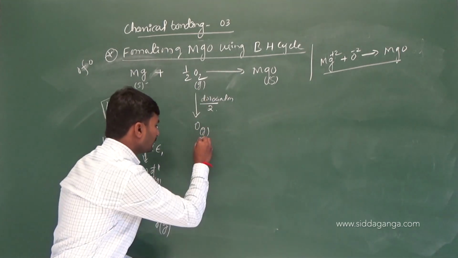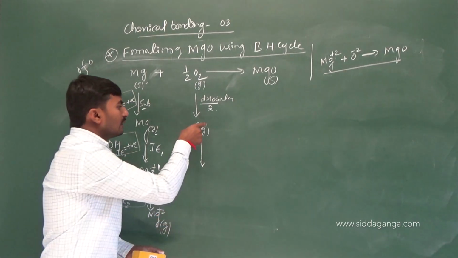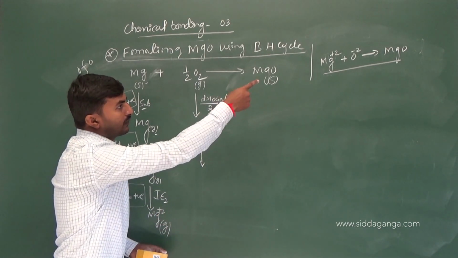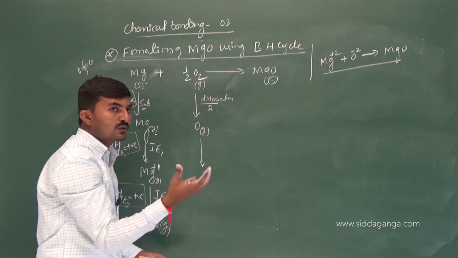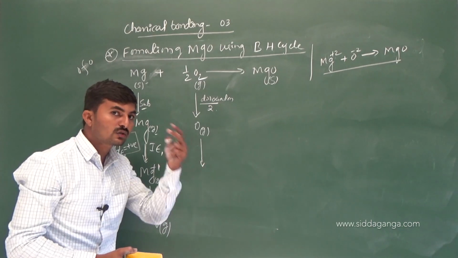Then in the second step, what is the work of oxygen here? It used to accept electrons. Now how many electrons? It used to gain 2 electrons.